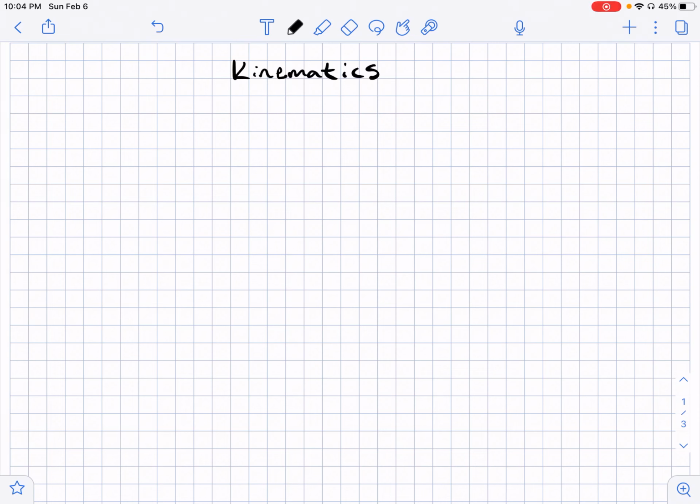Hey there, we're going to go over some kinematics equations. And so the word kinematics actually just means motion math. And as you can see from this definition here, there's a lot of math that we're going to be doing.